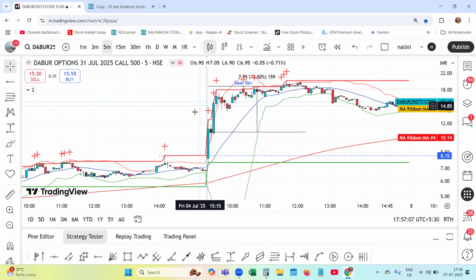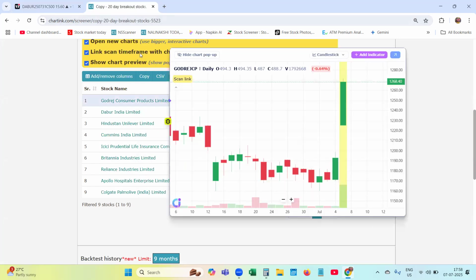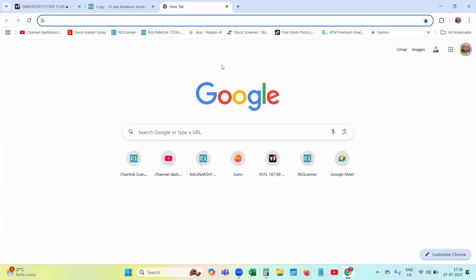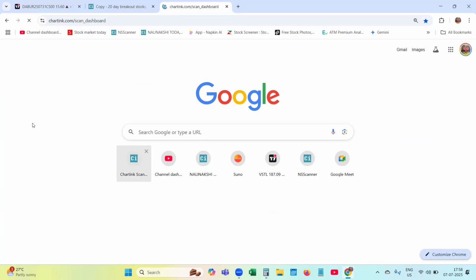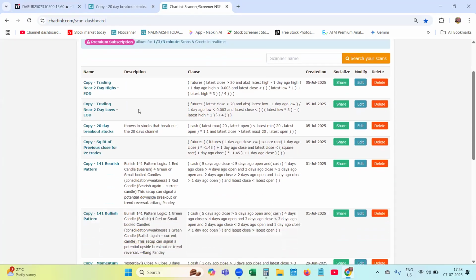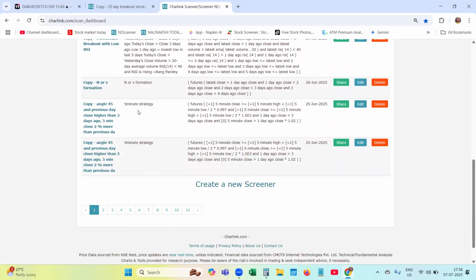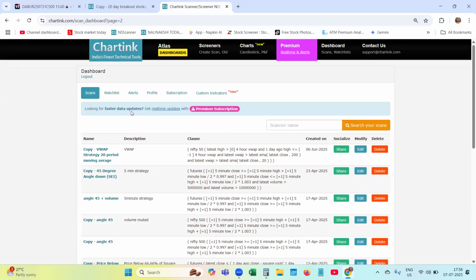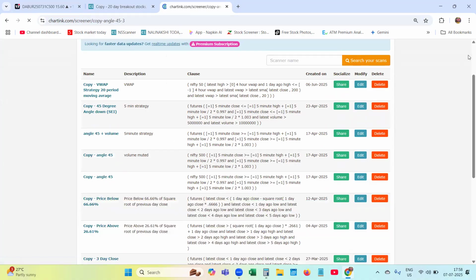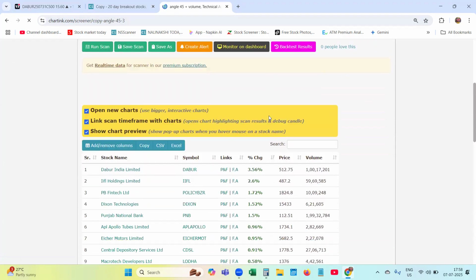So I'm reviewing how you can trade. Simultaneously, these stocks will come into my angle 45 screener also because it has been coded for 5 minutes. Let me go and open this charting scanner, angle 45. I've given it to most of the people who have asked me. Angle 45, let me go there. This is the one. This is 5-minute momentum. The screener has been made, and you will get the stocks.